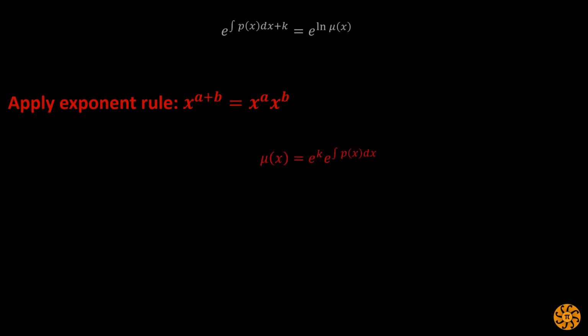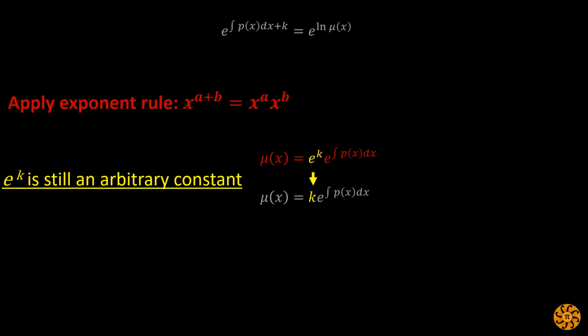This allows us to say that mu of x equals e to the k times e to the integral of p of x dx. e to the k is still an arbitrary constant, which means that we can go ahead and rewrite e to the k as an arbitrary constant k.